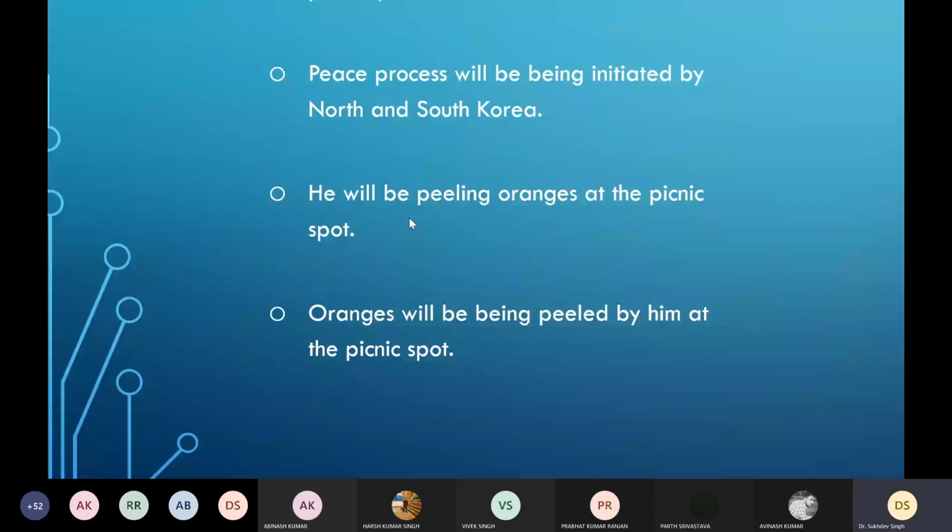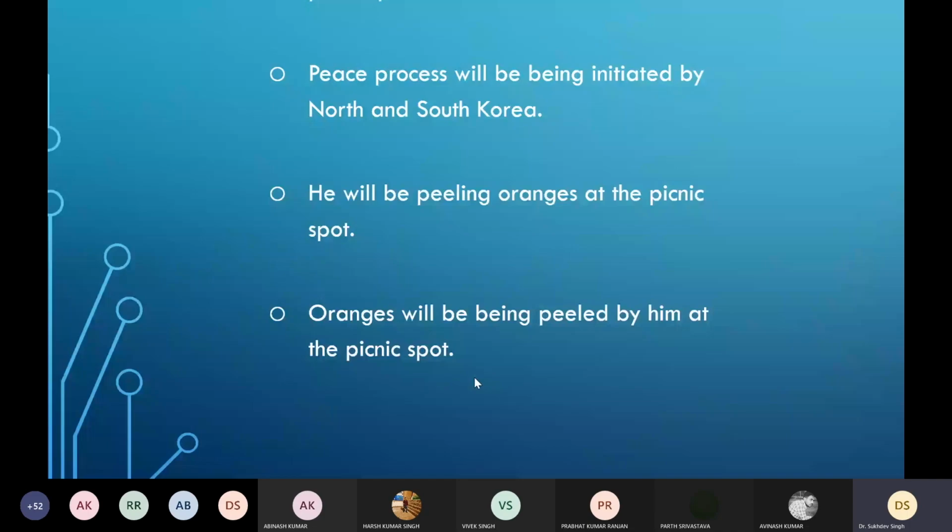Now let's pay attention to the second sentence. He will be peeling oranges at the picnic spot. Now we will convert it. So oranges we will pick up from object position and place it in the subject position. So oranges will be remaining the same. Add being to show continuity, and then ing form converted into third form, and then we add by, and this he, which was the subject, is now converted into object as him, and the rest, at the picnic spot, will remain the same.